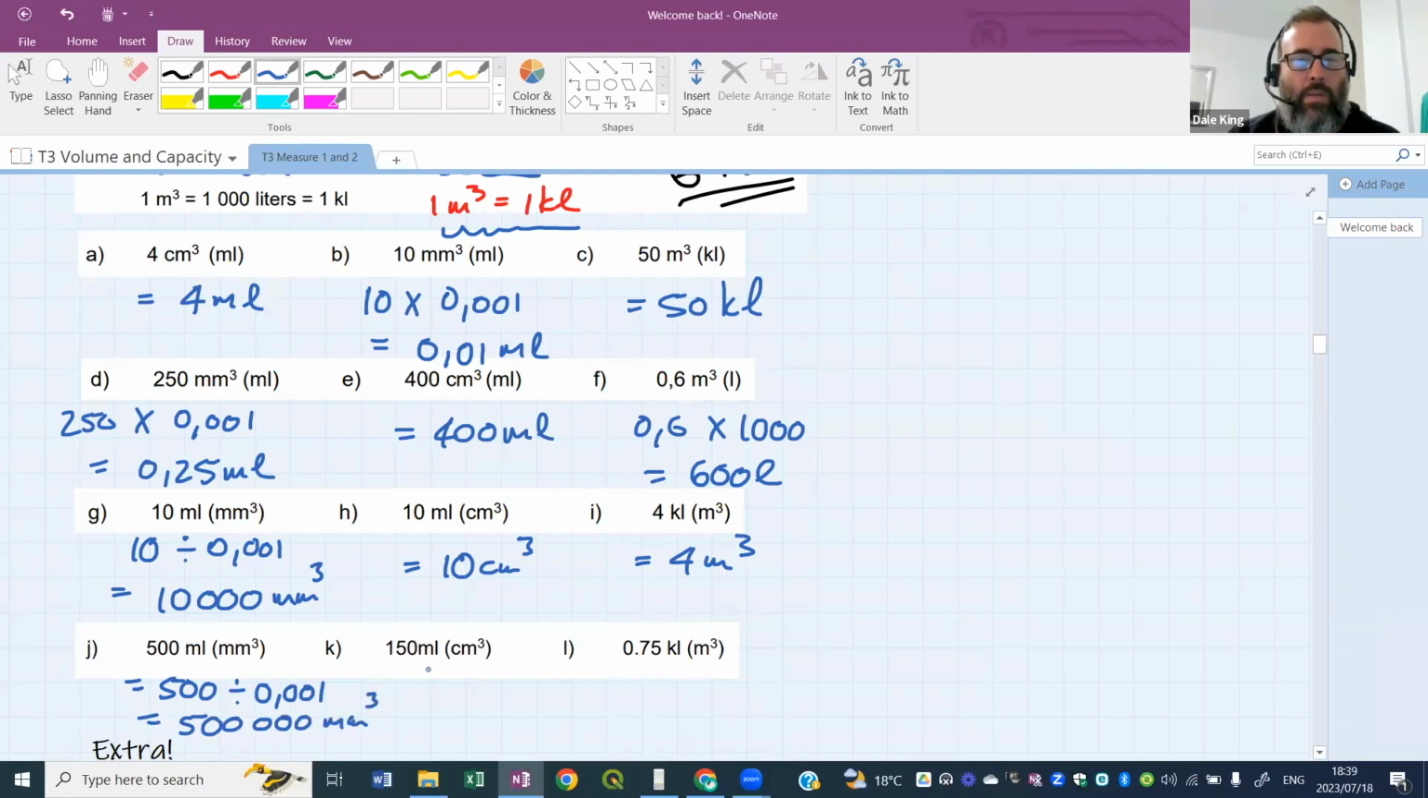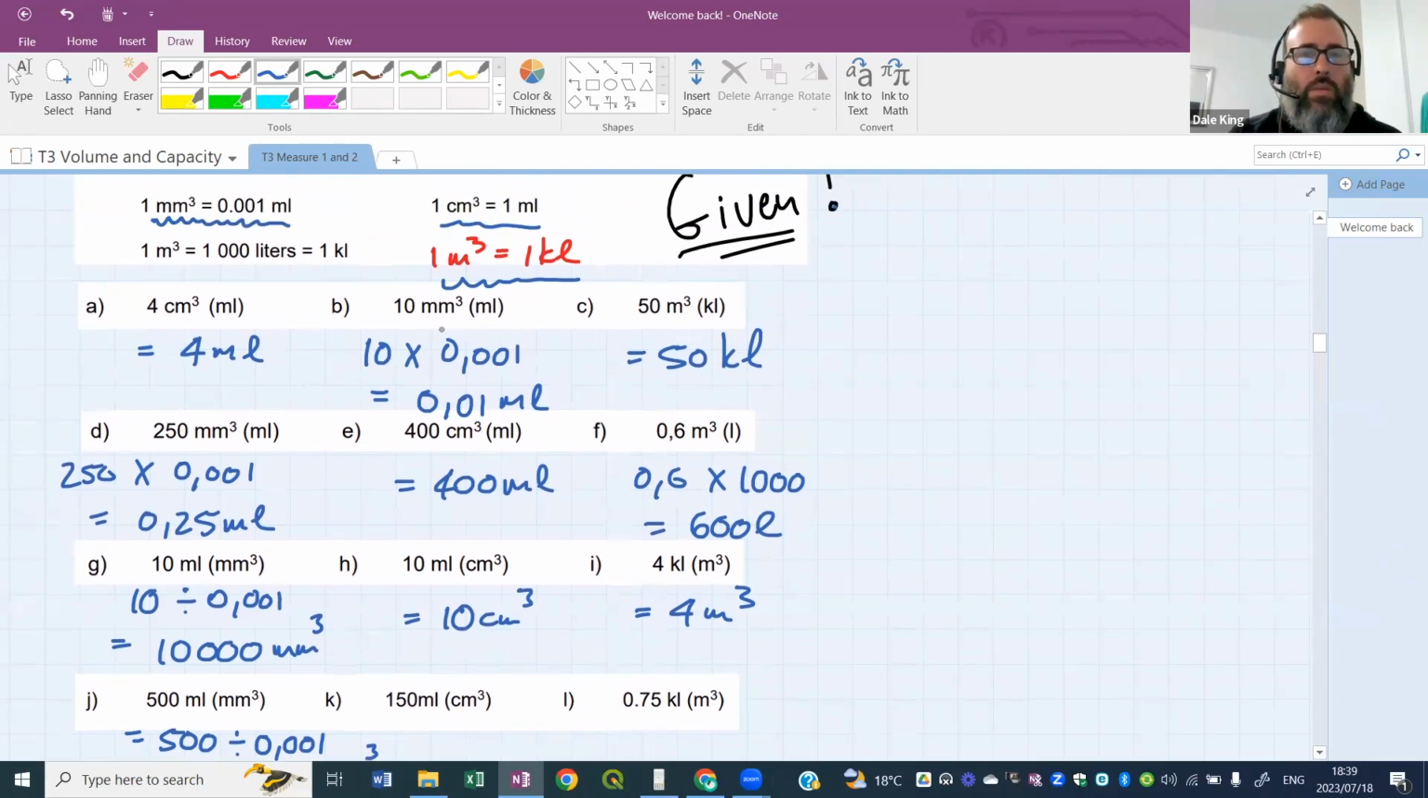Now we're moving on to K. Milliliters and centimeters cubed. If I look up, that's this one here. Milliliters, centimeters cubed. That's a 1-to-1 conversion. So that's just going to give me 150 centimeters cubed. And the last one, kiloliters to meters cubed. That's the same as this one here. That's a 1-to-1 as well. So that's just going to be 0.75 meters cubed.